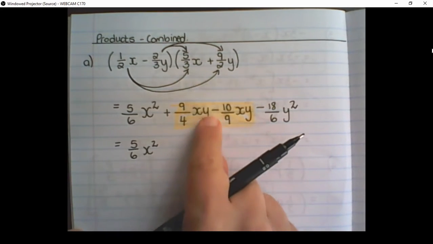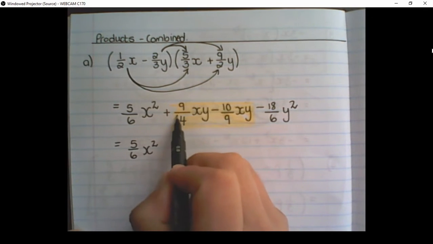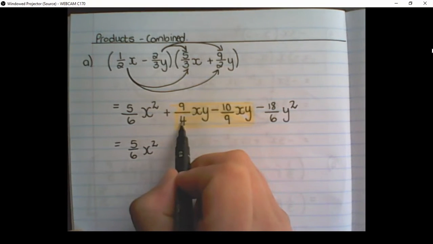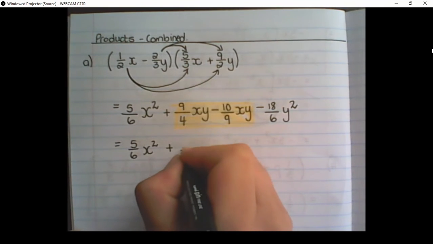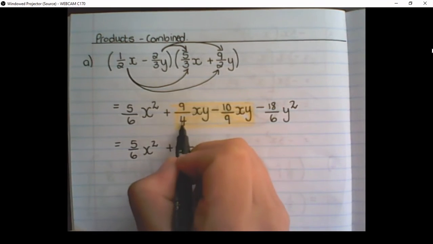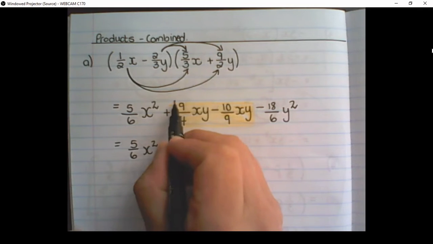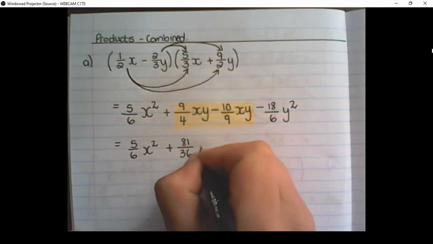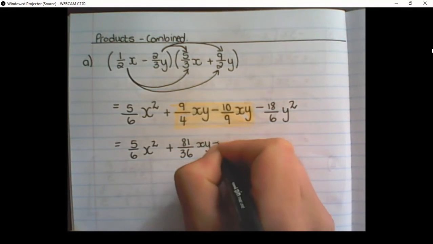So what we need to do with this first term is create 36 at the bottom. And we do that by multiplying 4 with 9, which will become 36 in the denominator. But now that I've multiplied the denominator with 9, I need to do the same with the numerator. So 9 times 9 will give us 81. And then we have xy.